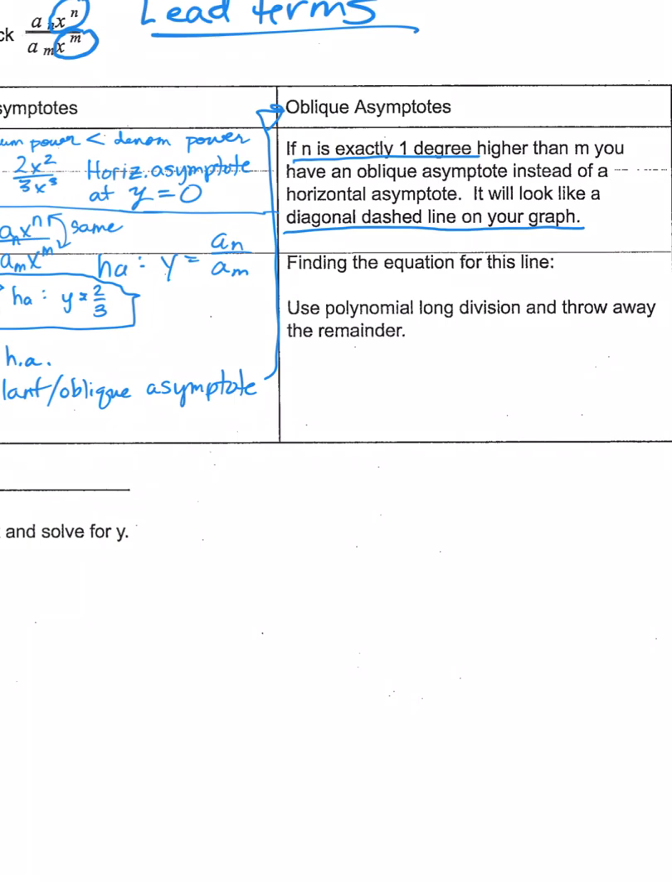Now, how do we find the equation for this line? This is why nobody likes it. Polynomial long division. But here's the nice thing. You only have to do enough polynomial long division until you get the equation of the line. What does it say right here? Throw away any remainder. We don't care about that, because all we're looking for is the equation of the line, aren't we? And that would not include the remainder. We're just looking for the mx and the b, right? mx and b. All right.